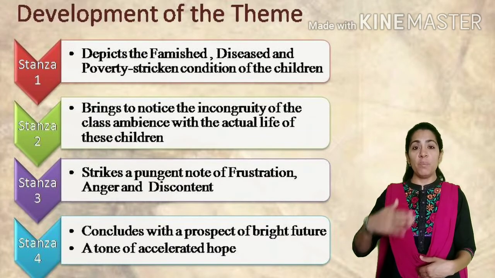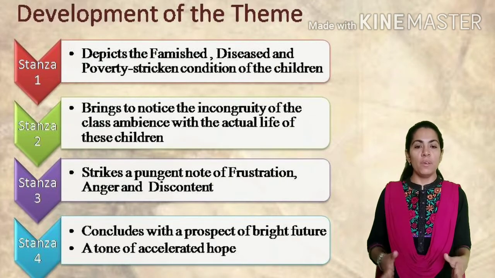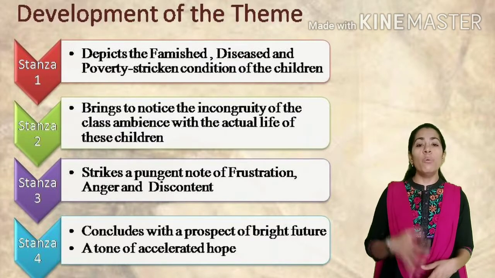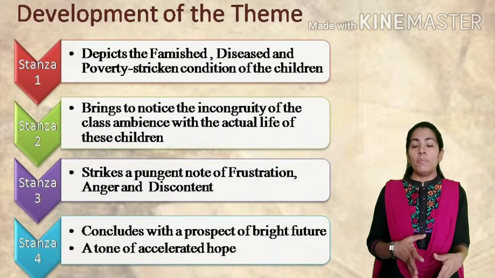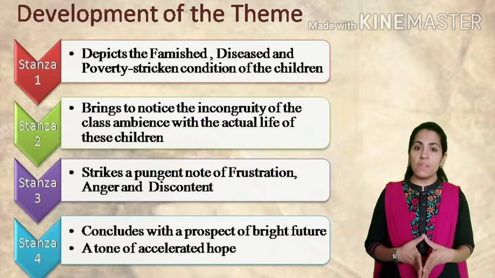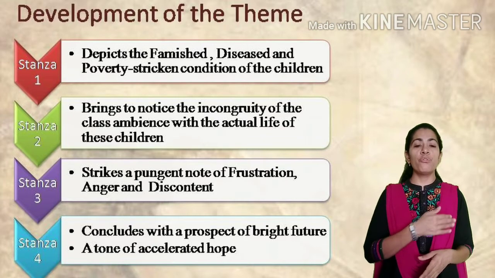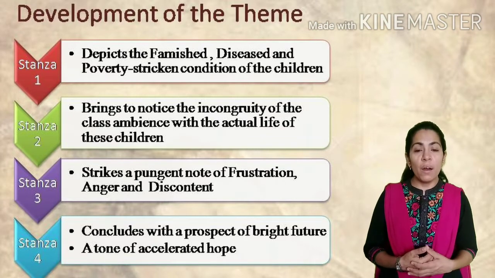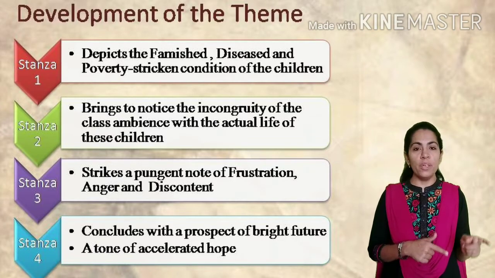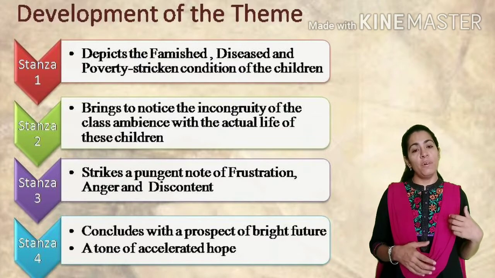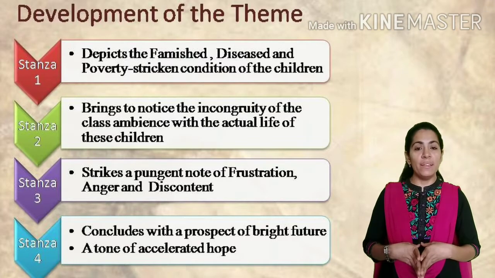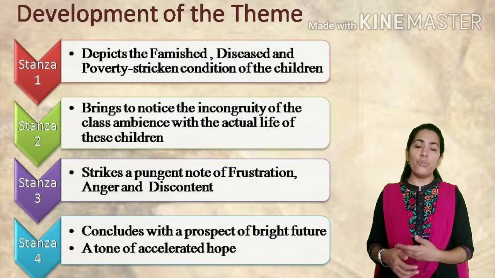In the very first, he depicts the stark realities of these slum children's lives. He describes them as famished, poverty stricken, ill fed, and they are deprived of any basic amenities and facilities also. And then, when he moves to the second stanza, he brings our attention to the incongruity of the class ambience with the real life of these children. And then comes a very pungent note. He is full of frustration, anger at the callous attitude of the government and the officials.